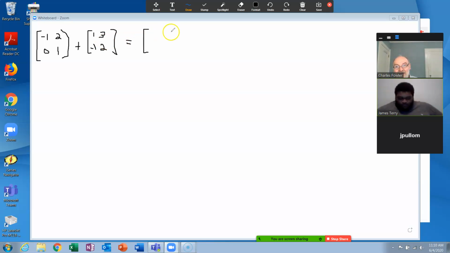Okay, so how do you add 2 by 2 matrices in this case? You add each entry: add A1,1 to this one's A1,1, and then this one's A1,2 to this one's A1,2. So what do we get for the first one? Negative 1 and 1 is 0. We get a 0. Next, 2 and 3 is 5. We get a 5.